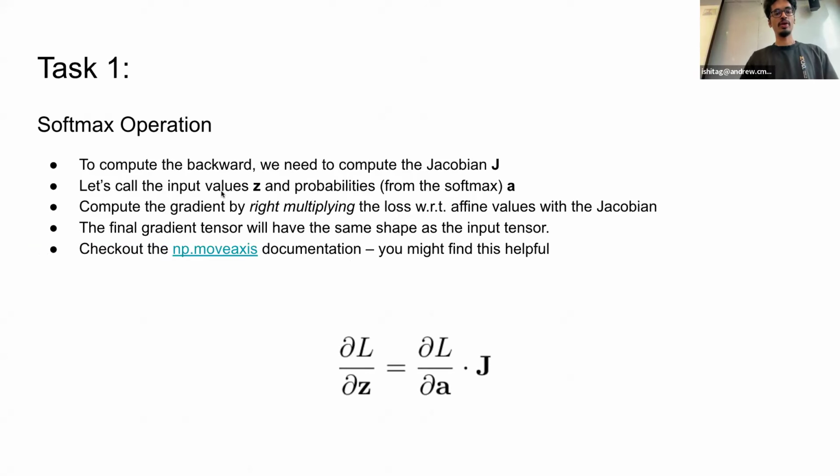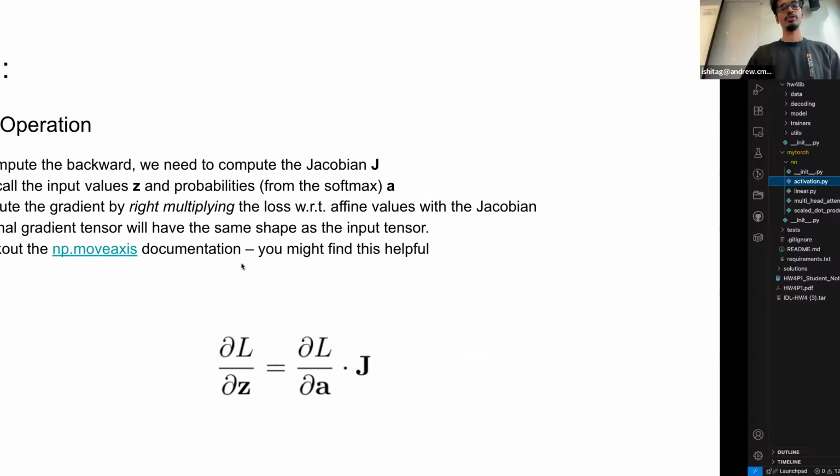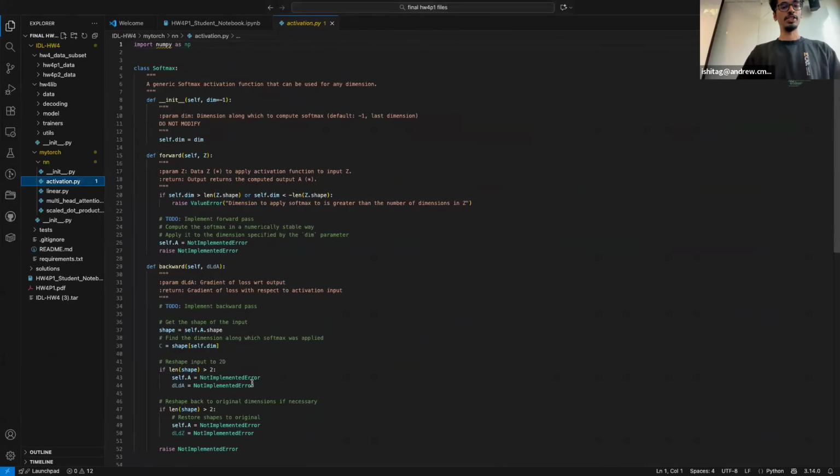But when we talk about backward, we look at all the input values Z and probabilities that come from the softmax, which we'll denote as lowercase a, which represent the attention scores. We compute the gradient by right multiplying the loss with respect to these affine values with the Jacobian. So this is the loss with respect to those attention scores, and this is a Jacobian. The final gradient tensor will have the same shape as your input tensor, again simply matching dimensions. And this is a helpful function. It's also mentioned in the write-up, but np.moveaxis will allow you to do basically tensor manipulation. All of this will fit in your backward function here.